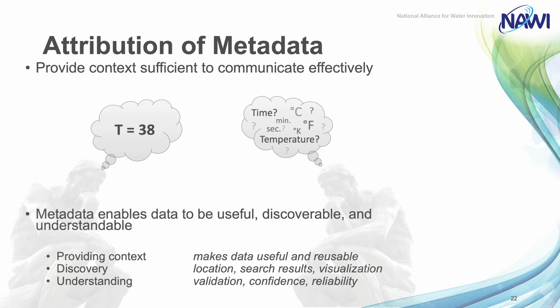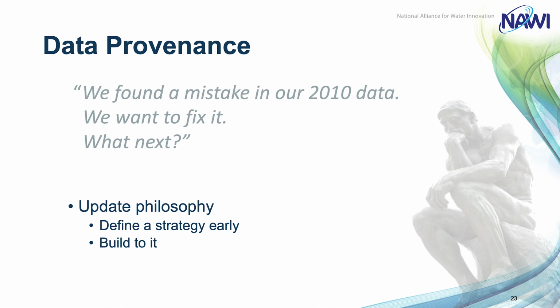And the attribution of metadata is important to provide context, to sufficiently communicate effectively our data to the data users, to anyone searching for our data out there that finds it. We want to make sure that they have the information they need to use it properly, to understand it, and to find it. Another important data strategy is data provenance.